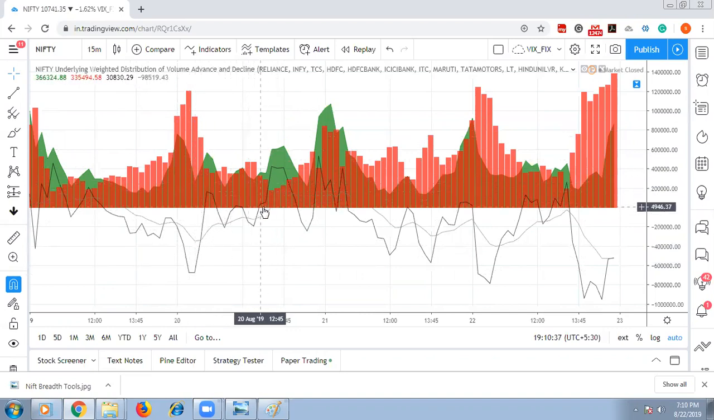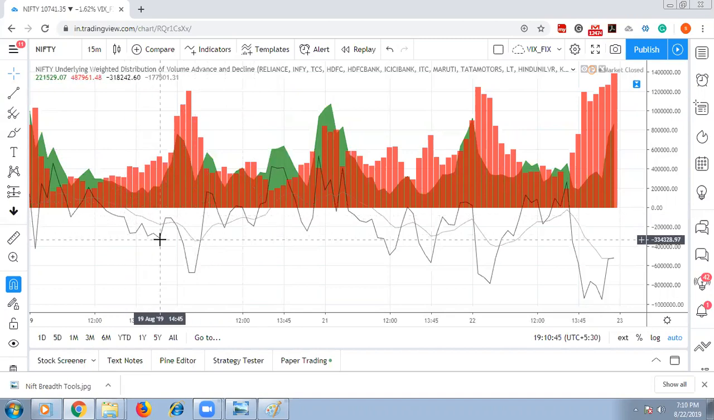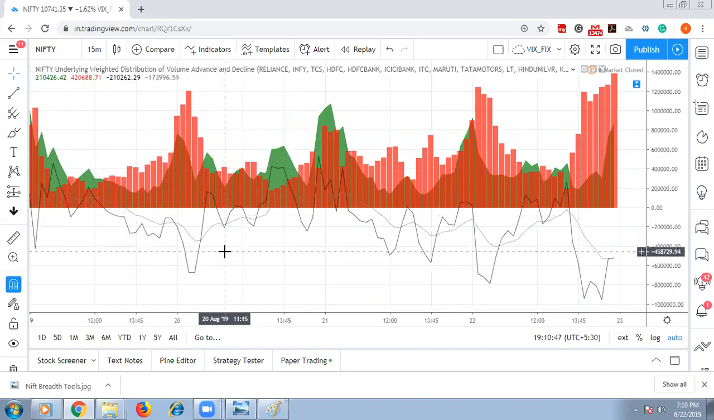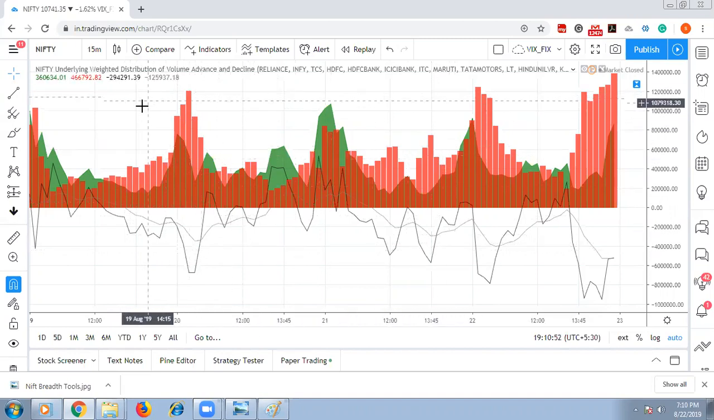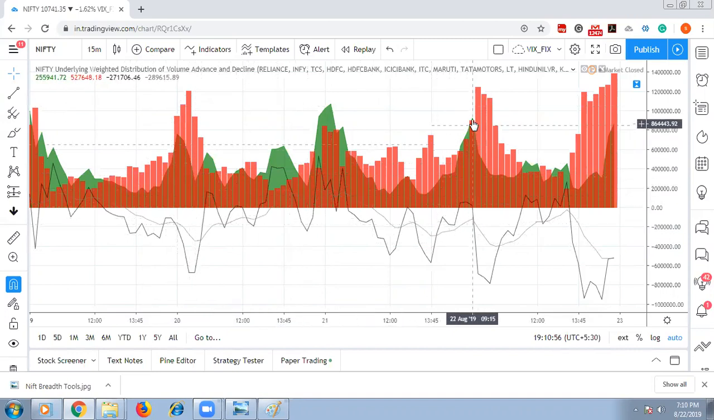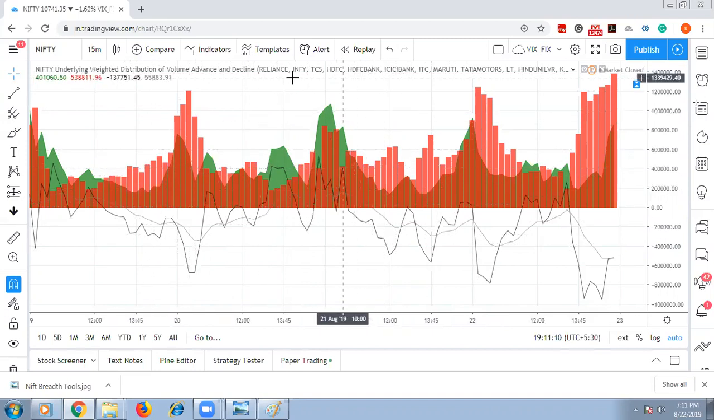So if the black line is above zero, that means money is being pumped into the market. If the black line is below zero, then money is being withdrawn from the market. Okay, you can use this information in various ways. Reading this information is very important for your index trading, because index is not an asset. Index is a scale that measures the performance of its underlying stocks.